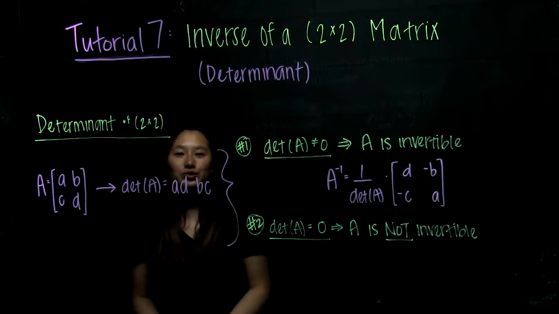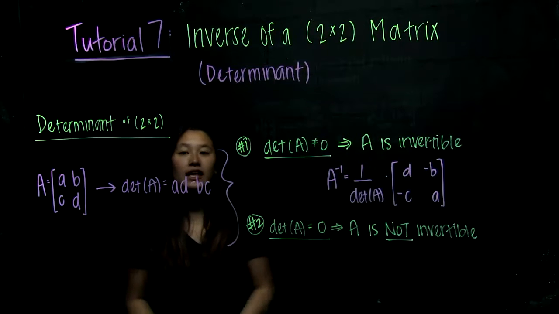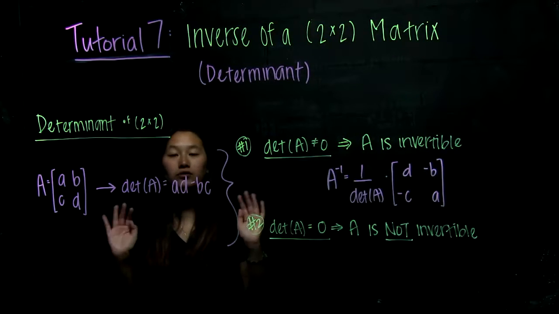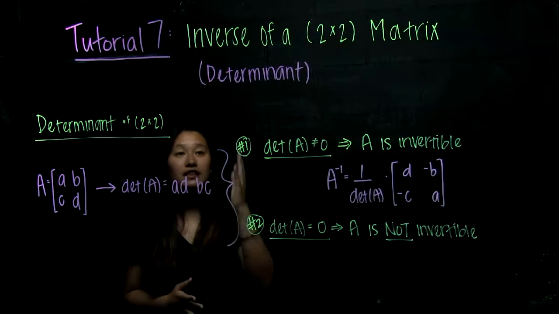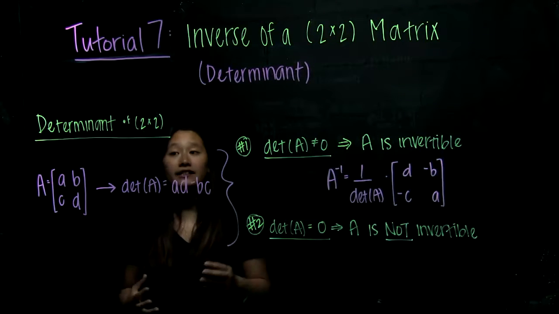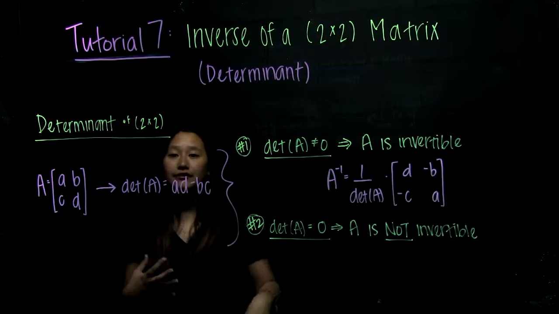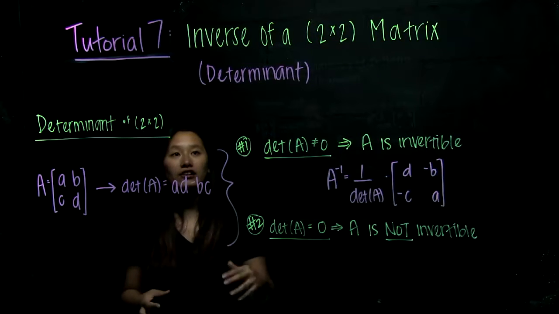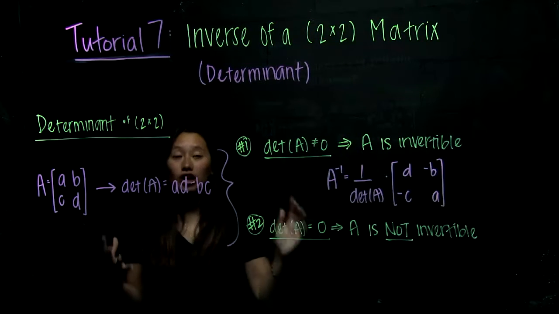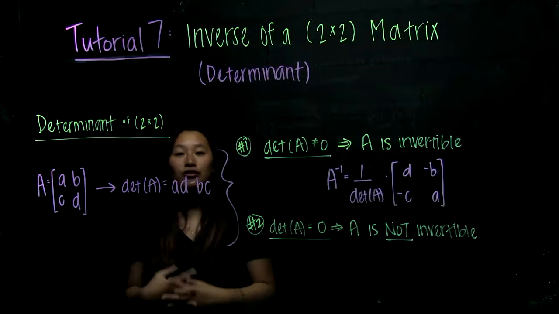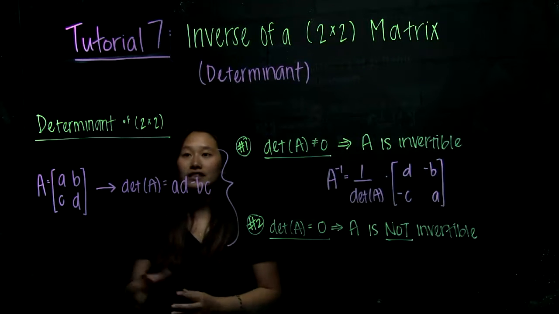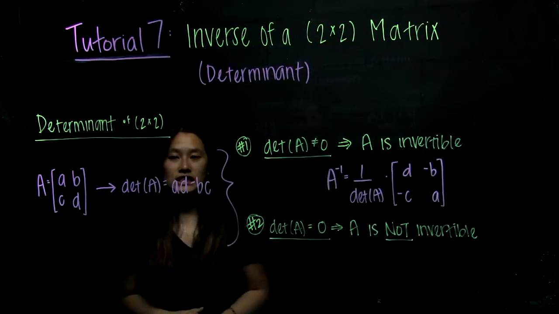Everyone, welcome to tutorial 7, where we will go over the inverse of a 2 by 2 matrix. And more specifically, we will solve for the inverse using its determinant. And determinant is important, and in future videos I will show you how to find the determinant of larger matrices. So first off, I'm going over the determinant of a 2 by 2 matrix.